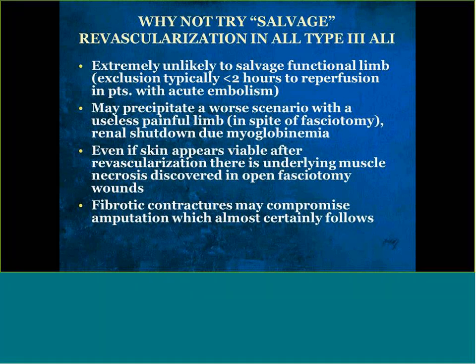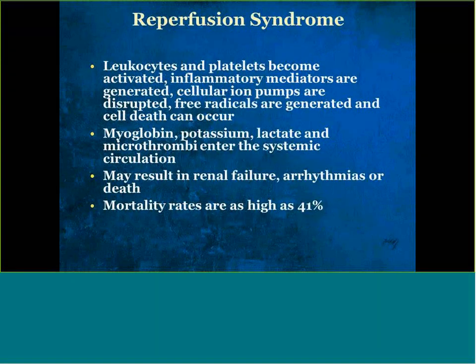If the skin looks good, there's likely underlying muscle necrosis. They develop contractures. There's also release of bioactive substances from that ischemic limb that cause problems, like renal failure. So that limb is not salvageable. You don't try to salvage it. It's better for the patient to just remove it. Reperfusion syndrome: you release leukocytes, white cells, platelets, inflammatory mediators, potassium, lactate, and all this stuff contributes to rhabdomyolysis, renal failure, and death. So the mortality with that dead leg is pretty high, as high as 40%.